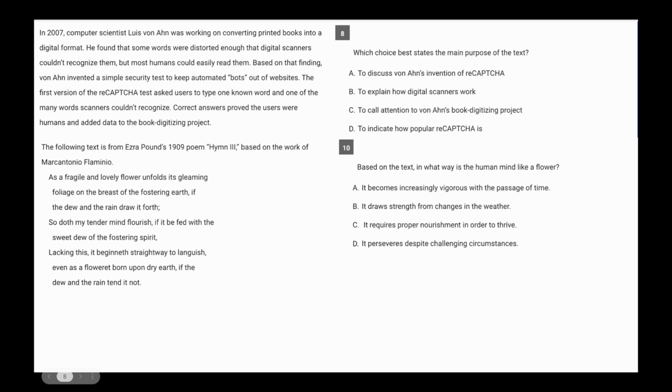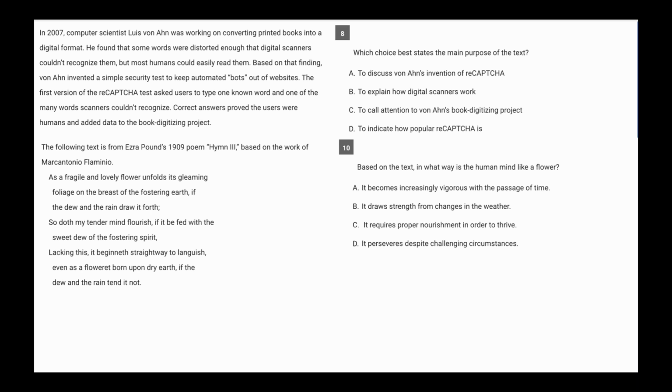Lacking this, it beginneth straightway to languish, even as a floweret born upon dry earth, if the dew and rain tended not. And again, if my mind lacks this kind of food for the mind, it will not be able to flourish, just like a flower which doesn't get rain. That's the whole idea of the passage. And you don't even need to understand the hard, old fashioned, challenging words.